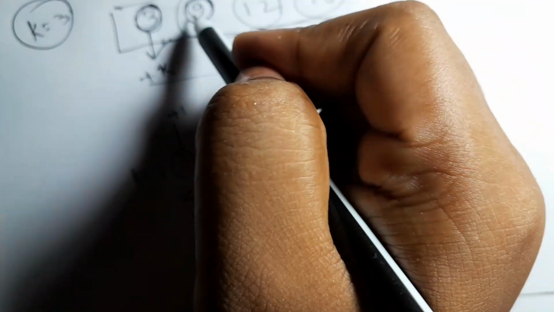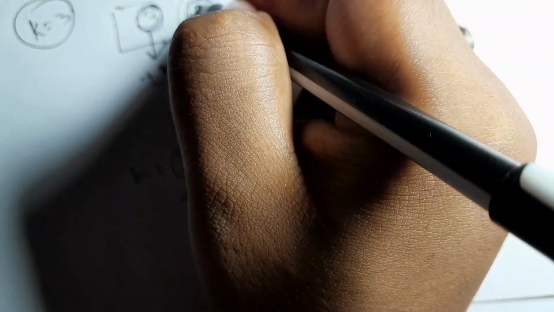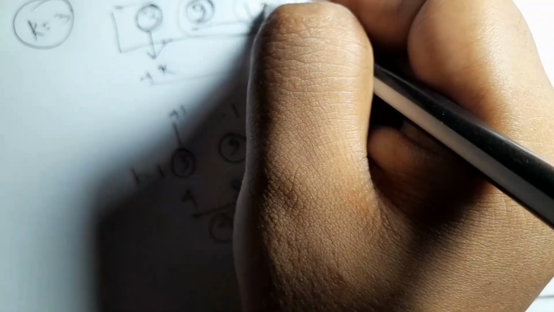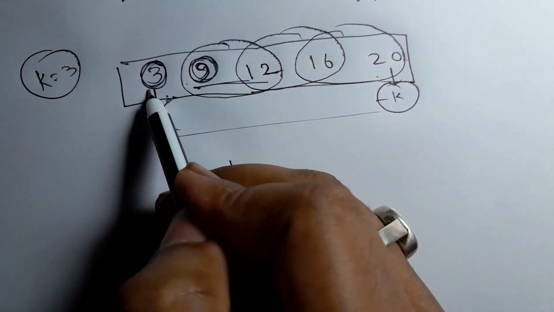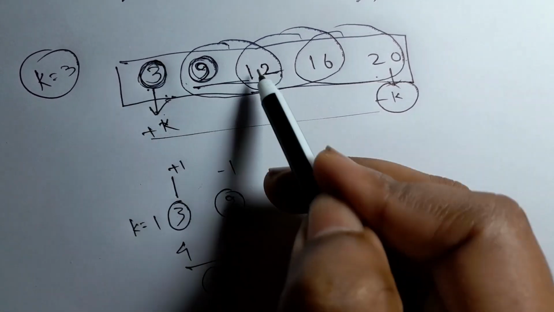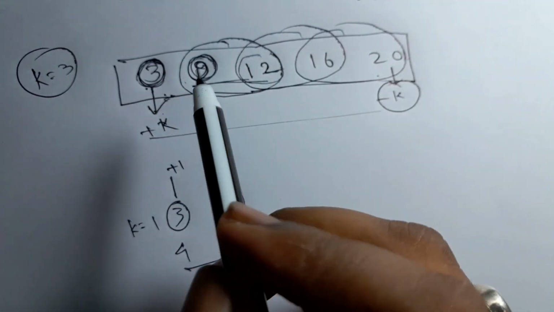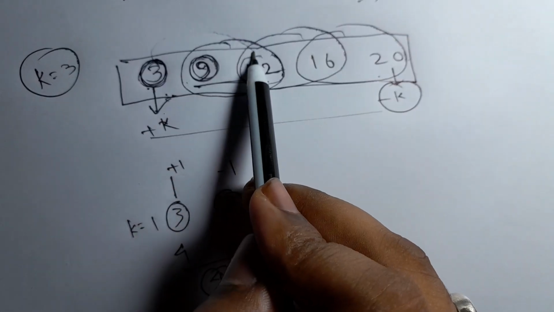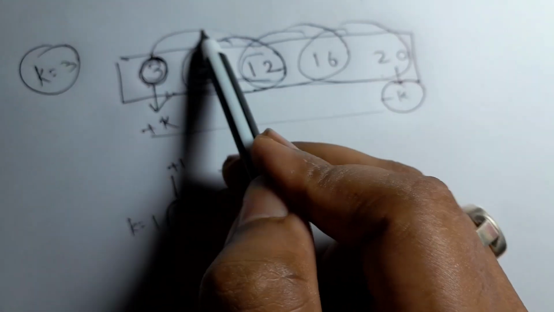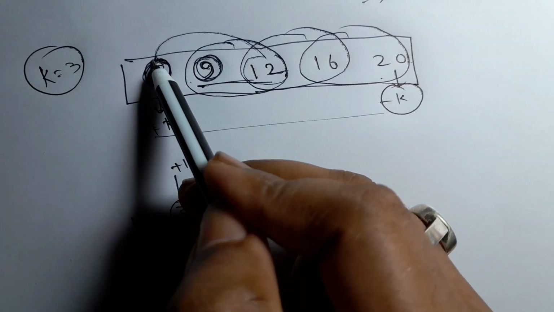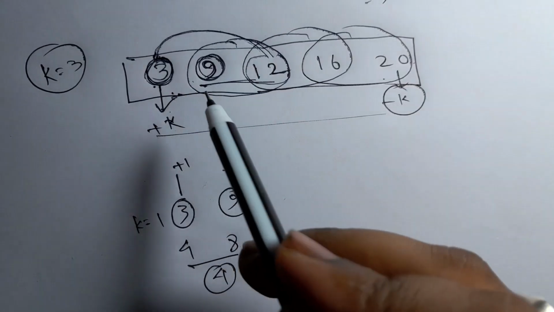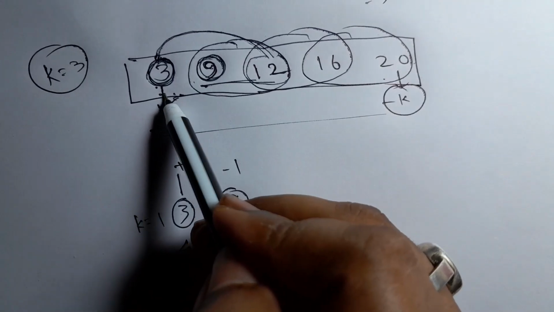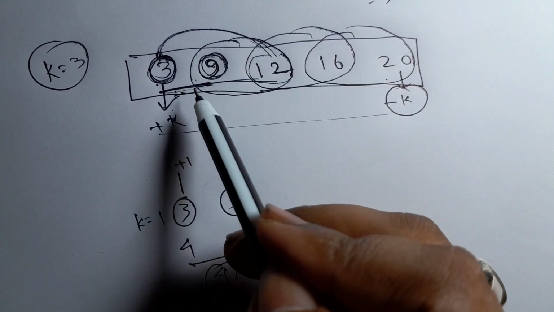Why do we have to do it between these adjacent ones? Because the difference between the adjacent ones will be the minimum. Why minimum? Because see, here the element is 3, here the element is 12. If we do the operation between 3 and 12, then you cannot minimize the answer. You have to do the operation between the adjacent elements. Clear?